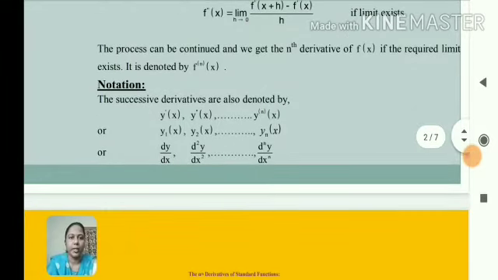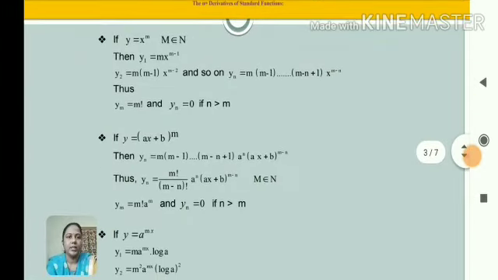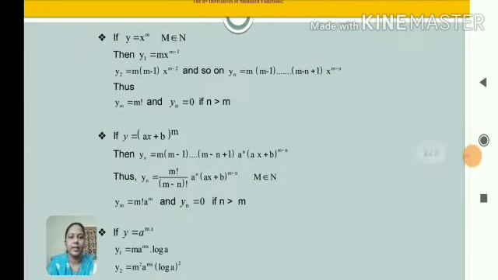Now we'll see the notation part. The successive derivatives are also denoted by y dash x, y double dash x, and so on, y n x, or y1 x, y2 x up to yn x, or dy by dx, d square y by dx square, and continuing d^n y by dx^n. Now we'll start with the derivatives of some standard functions.